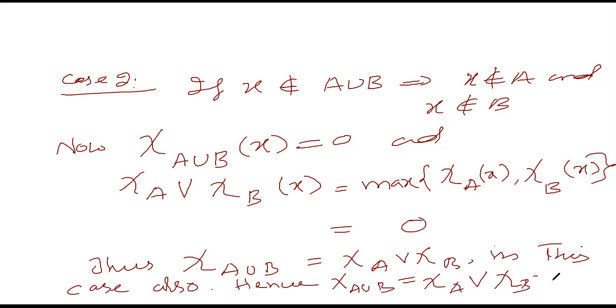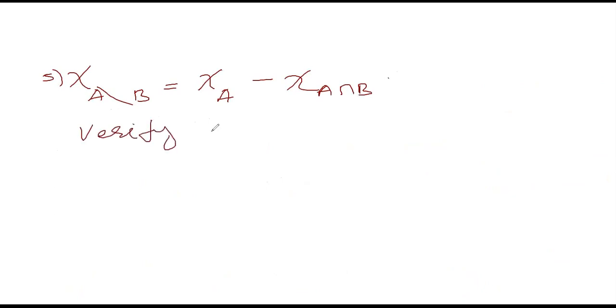Now, how do we prove the fifth property of the characteristic function? That's chi of the difference is equal to chi A minus chi of the intersection. That's the fifth property. I leave this as an exercise for you. Verify this. Again, take two cases: if x is in A minus B, and in the second case, x is not in A minus B. And you will see that both the values are equal.